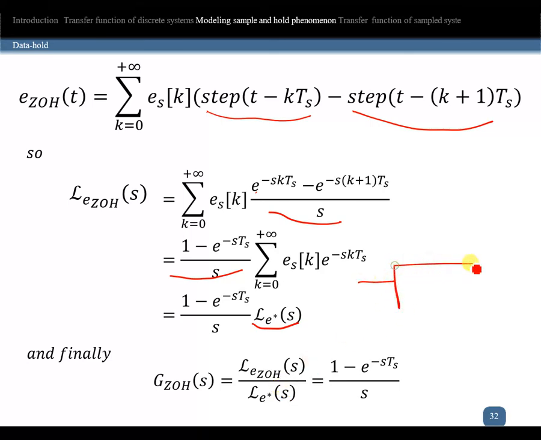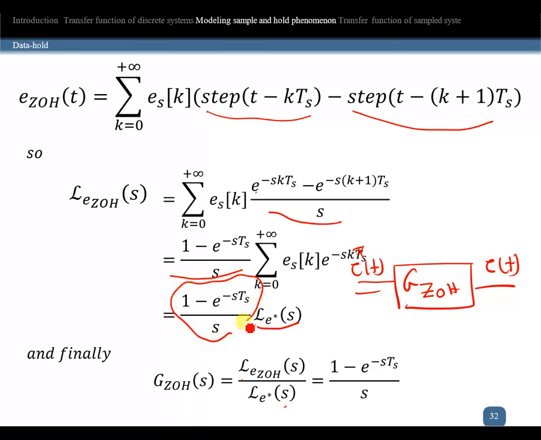Exactly, I will find the transfer function of the zero order holder. Here will be E star(t), here will be E zero order holder. That means the output, the Laplace of the zero order holder signal, divided by the input. Output divided by input. Only I have these signals. This becomes the transfer function of the zero order holder.